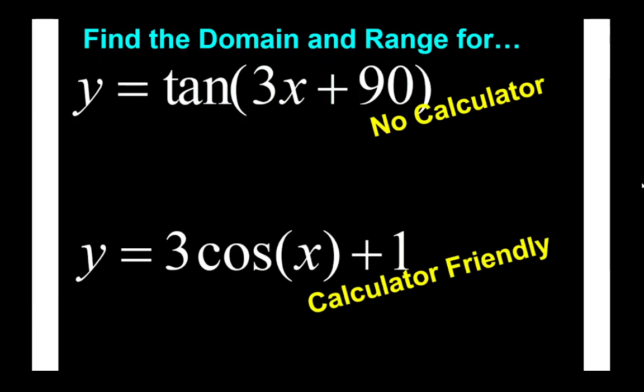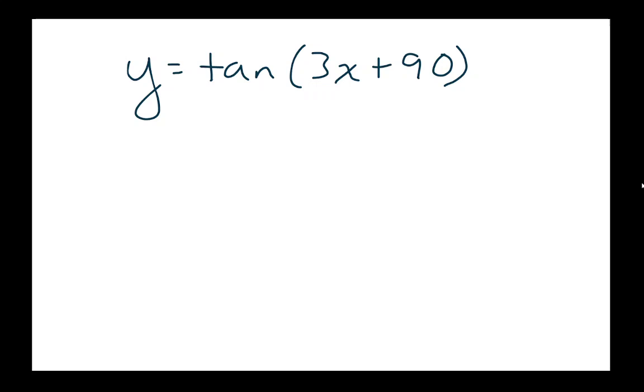All right, so like we said, you're going to need to think about the graph. I'm just trying to get you to think about the graph of tangent of 3x plus 90, ultimately so you can think about the asymptotes, because the asymptotes are not in the domain. That's what we're really trying to determine here.